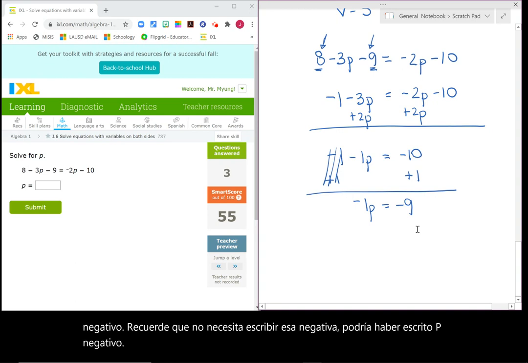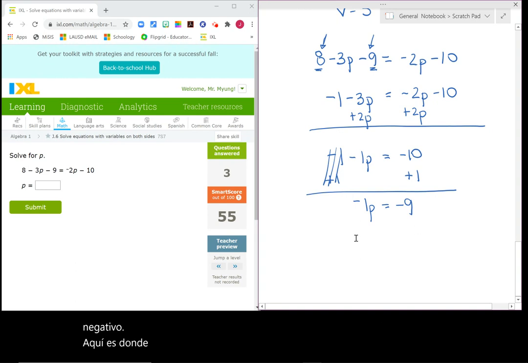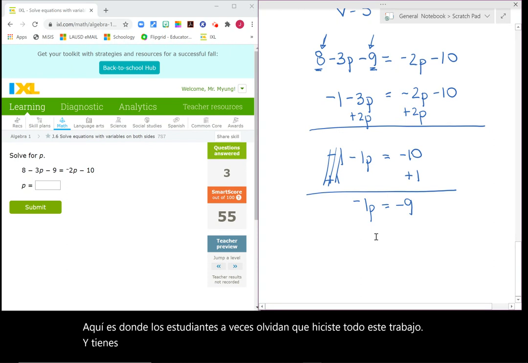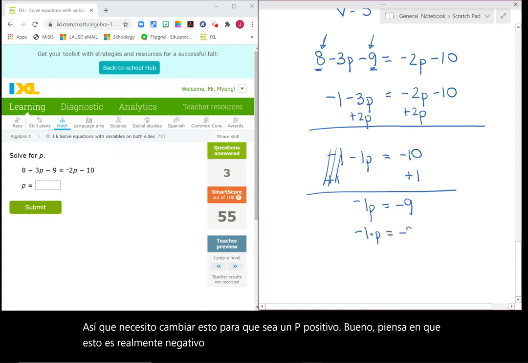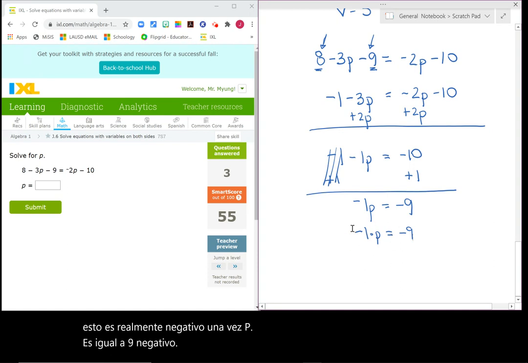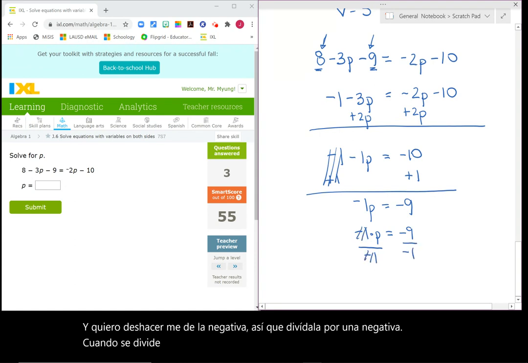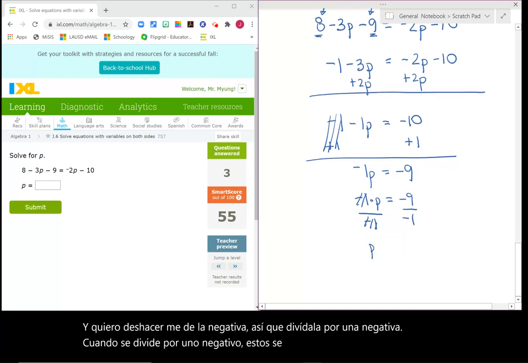Now, here's where students sometimes forget. You did all this work, and you need to remember the variables, when we isolate them, must always be positive. So I need to change this to make it a positive p. Well, think about that. This is really negative 1 times p equals negative 9. And I want to get rid of the negative 1. So divide by negative 1. When you divide by negative 1, these will cancel out, and we will get p by itself.